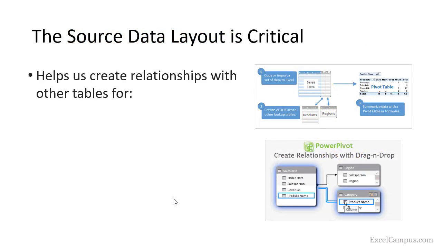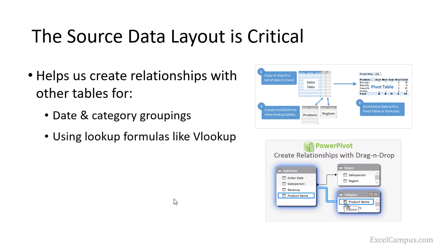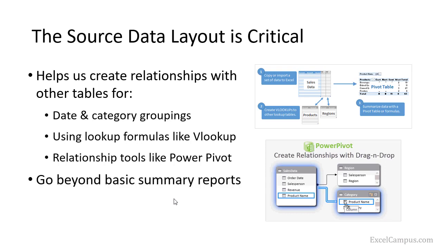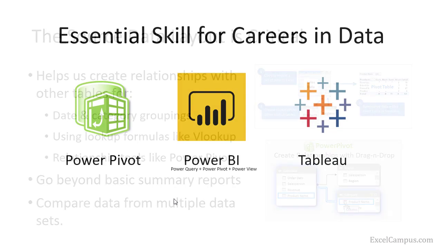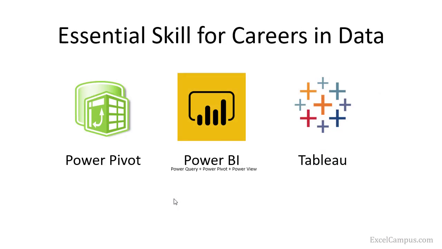And as we saw, that's critical because it also helps us create relationships with other tables for date and category groupings, and use lookup formulas to look up different values like products, regions, all that kind of stuff. We can also use it for tools like Power Pivot to create relationships with other data tables. This really allows us to go beyond the basic summary reports and compare data from multiple data sets. So there's a lot of power with these tools once you get the source data in the correct layout. I can't stress that enough, but I'll stop sounding like a broken record.